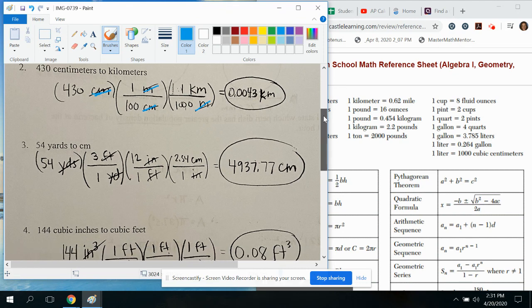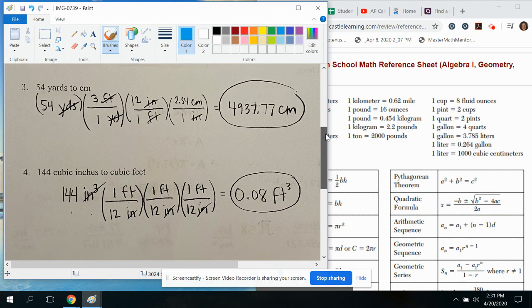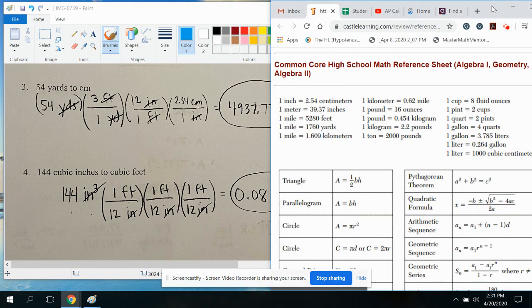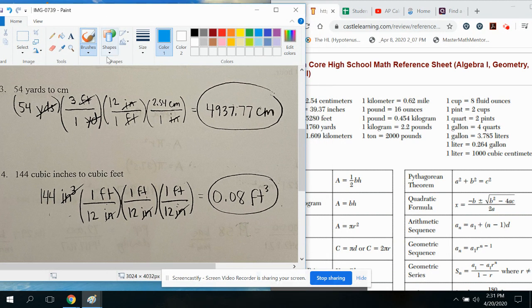This one's kind of funky. We're going standard English, so we've got 54 yards, and we're going to centimeters. So do one step at a time. I say, okay, what do I know about yards? Well, and this is a good place to put this reference sheet into play. I know that there are 3 feet in 1 yard, so goodbye to yards. I know that there are 12 inches in 1 foot, goodbye to feet.